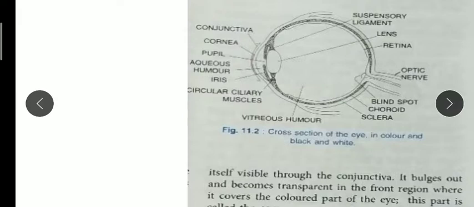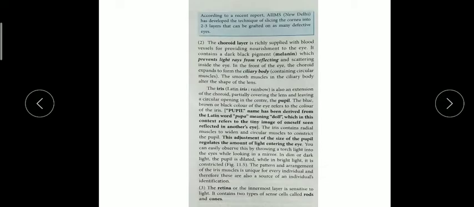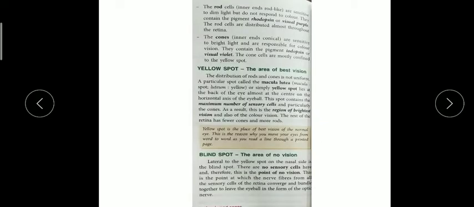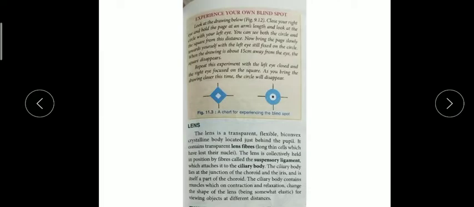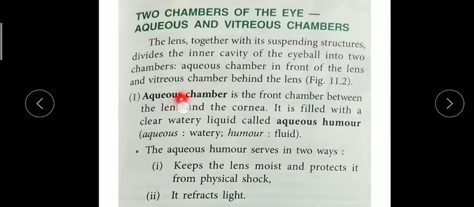Now what is the difference between the fluids, and what is the function of the fluid filled in both the chambers? As you can see on the screen, aqueous means watery, so it is a clear, transparent watery fluid. What is the function? It keeps our lens moist and protects our eye from any physical shock. And second, it refracts the light also. So please mark these two functions in your book. These are the functions of the aqueous chamber.